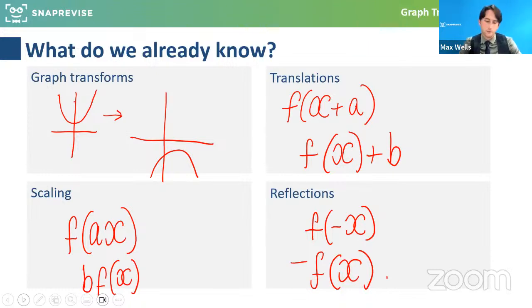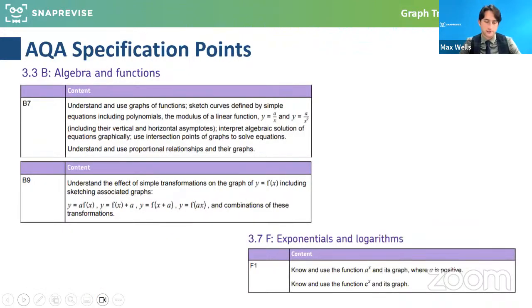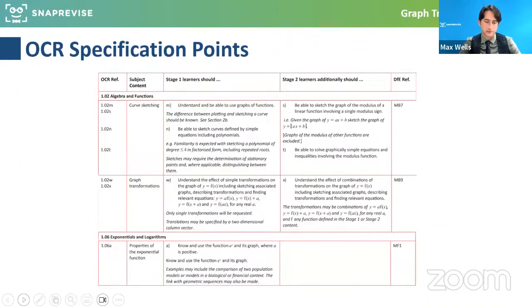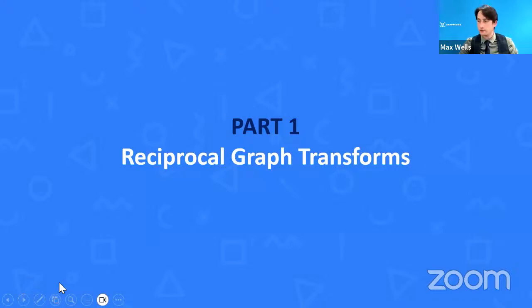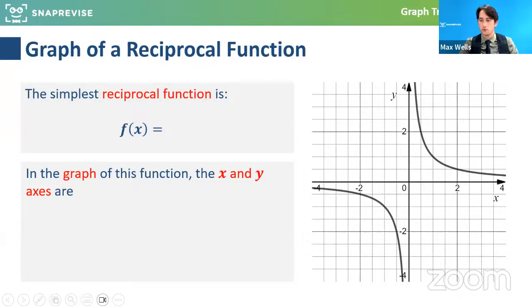So transformations are a key part of the course. All A-levels will involve this skill. And we're going to start by looking at reciprocal graphs. So here we go, a nice example to begin.